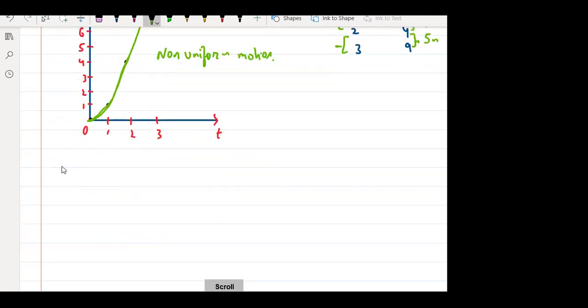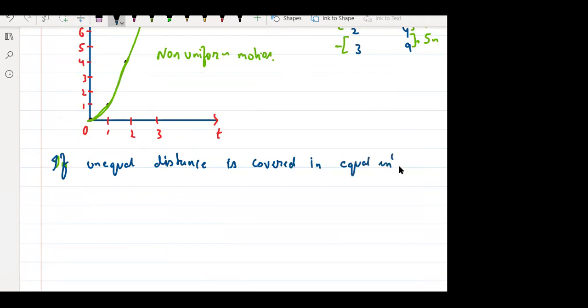So I'll write like this. If unequal distance is covered in equal interval of time, then it is non-uniform motion. Then the motion is non-uniform. ठीक है? Yes, very good. ठीक है?